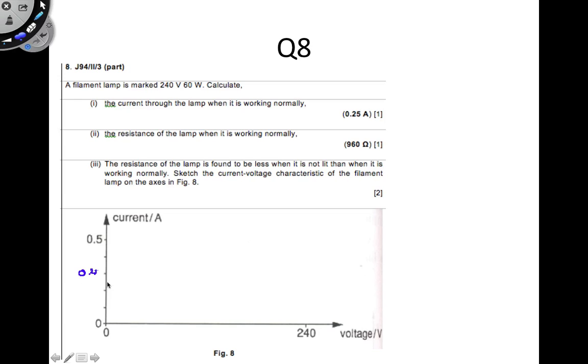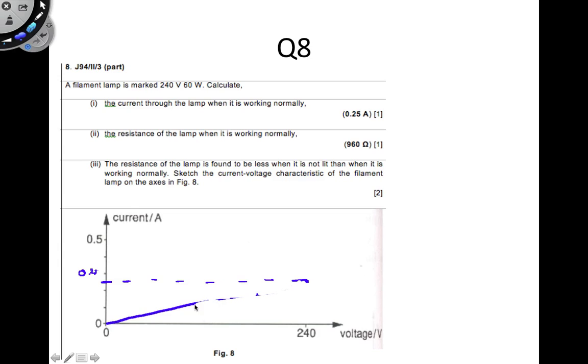0.25 is somewhere here. So you know that your value should not go higher than this. You should end somewhere here. Remember, when you have a higher temperature, your resistance will be higher. So the graph will not be a straight line all the way to here. It wouldn't be something like this. This is wrong.